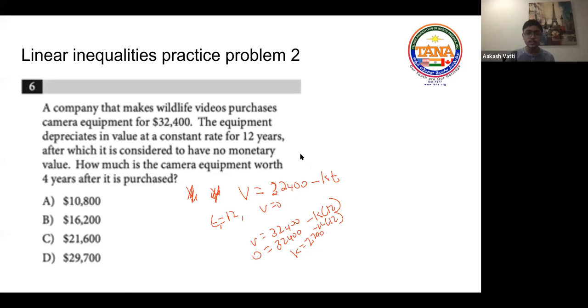And since we have our equation, which transfers over to V equals 32,400 minus 2,700 times t. If you just plug in 4 for t, you should get 21,600, which is the answer. So C.